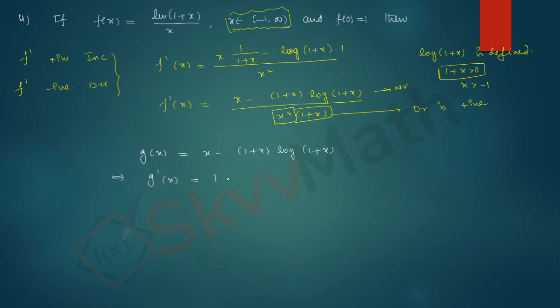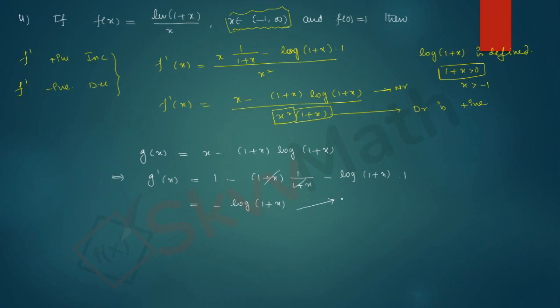The derivative of x is 1, minus, we use u into v here, 1 plus x. Now the derivative of log of 1 plus x is what? 1 by 1 plus x. Then we write minus log of 1 plus x into the derivative of 1 plus x, which is 1. So this gives us 1 minus 1 cancels, 0. So g dash x is minus log of 1 plus x.